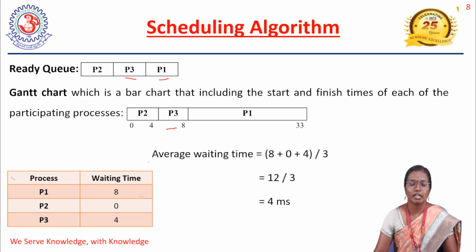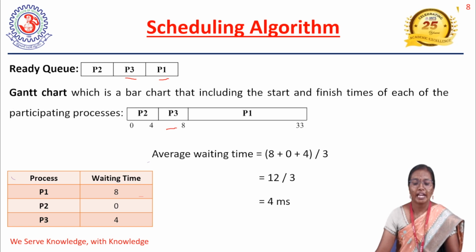So the waiting time of each and every process, now you have to find out from the Gantt chart. Now the process P1 waiting time is 8 milliseconds. The process P1 waits. Why? Because P2 and P3 both processes must complete. Only after their completion will P1 start executing. That's why the waiting time of P1 is 8 milliseconds.